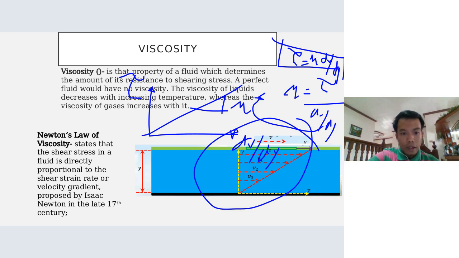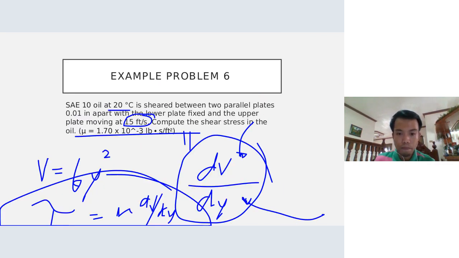Upload nyo po mamaya, sir, yung notes. Yes po, after this conference. Any questions? Any question pa? Okay po. Yes, pati solutions sa GC natin. Paul, send ko yung solutions.